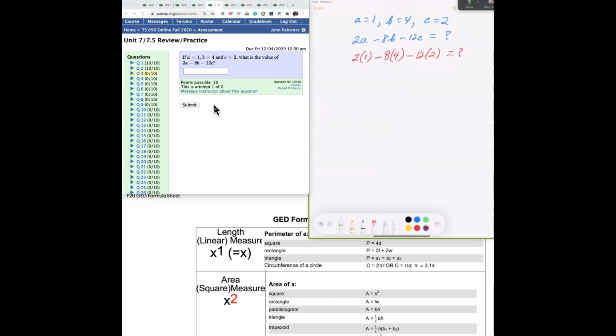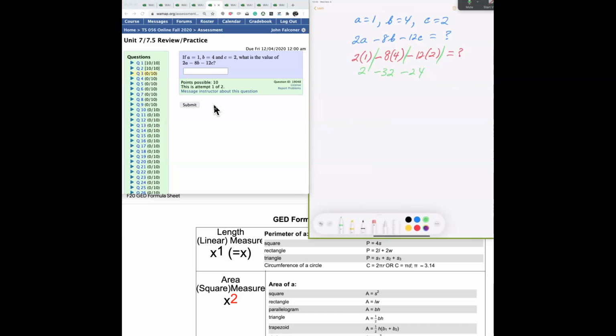All right, so let's try a different color. 2 times 1 is 2. And then if you like, you can look at this as a negative 8, look at this as negative 12. Negative 8 times 4 is negative 32. And negative 12 times 2 is negative 24. Okay, and so now we've got 2 minus 32 minus 24.